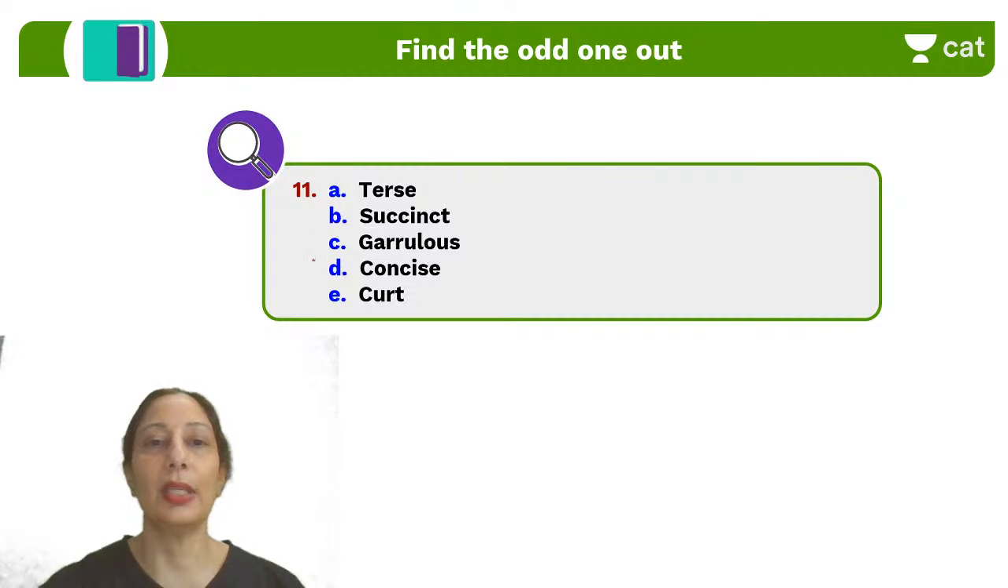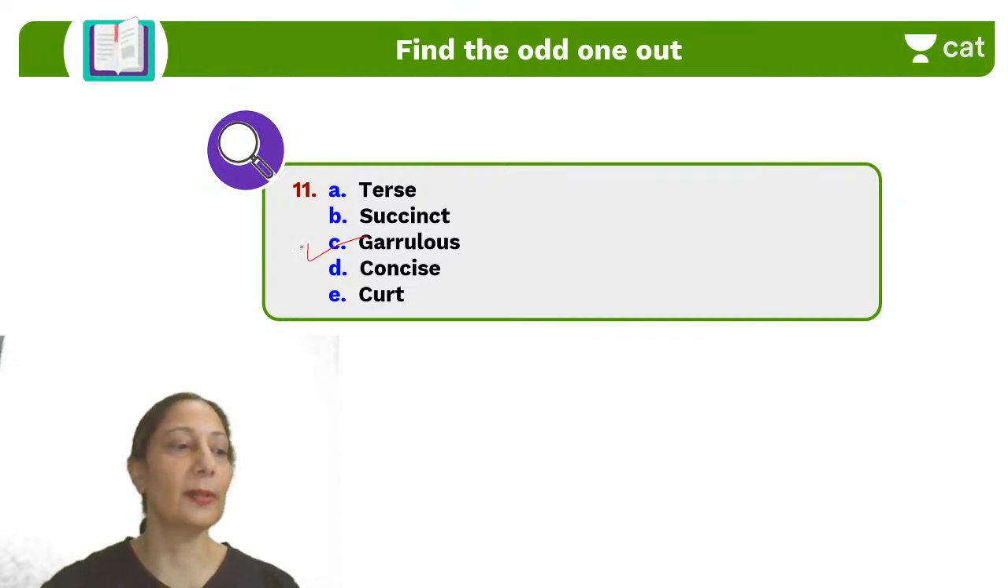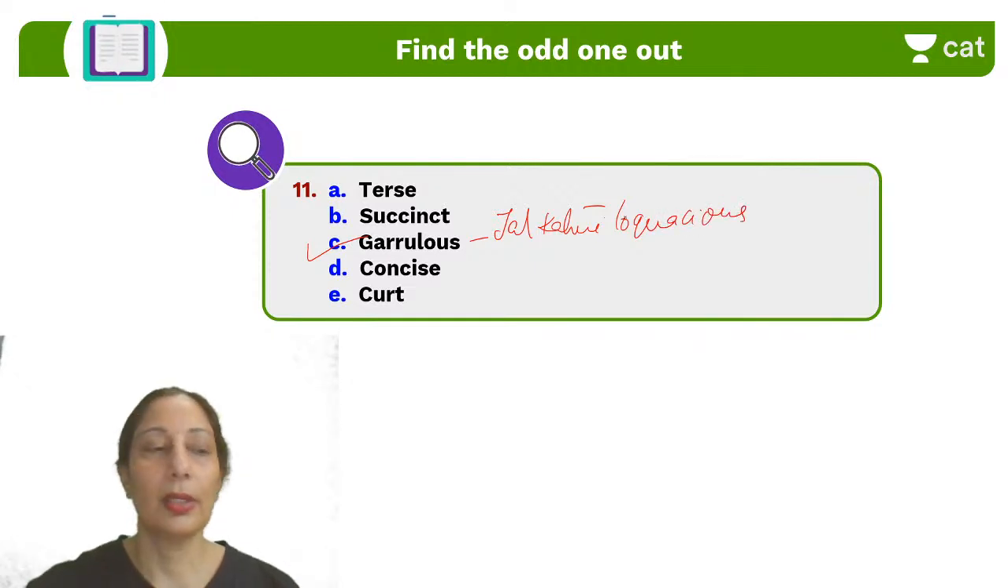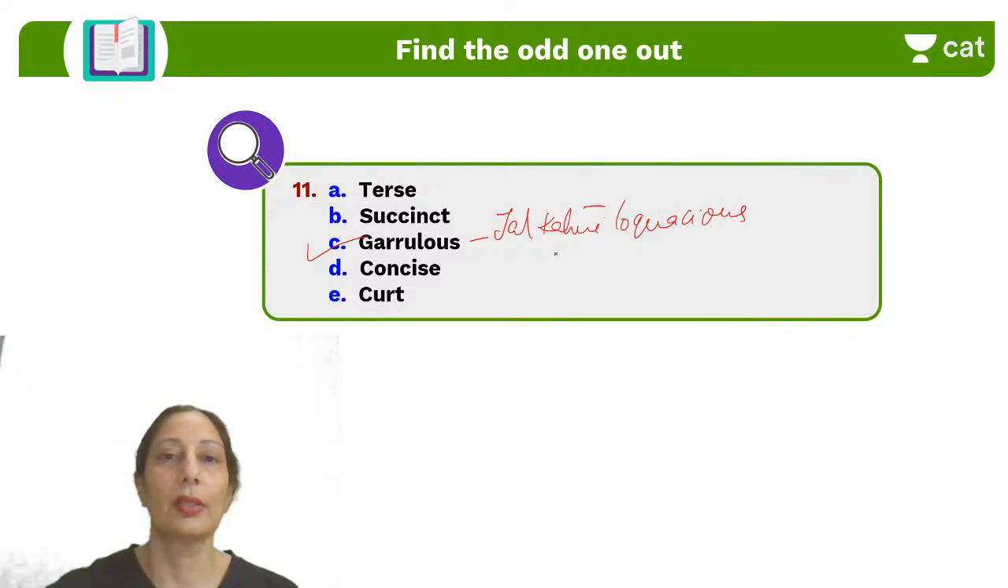Yes, all of you are saying garrulous. What does garrulous mean? Garrulous is a person who is talkative. He is also loquacious, right? Talkative and loquacious, right? While terse, succinct, concise, curt is brief, not using too many words, right? So short, brief and short is the meaning of the other words.